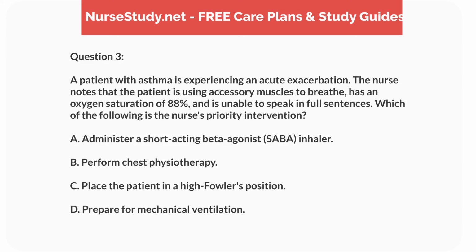Question 3. A patient with asthma is experiencing an acute exacerbation. The nurse notes that the patient is using accessory muscles to breathe, has an oxygen saturation of 88%, and is unable to speak in full sentences. Which of the following is the nurse's priority intervention?